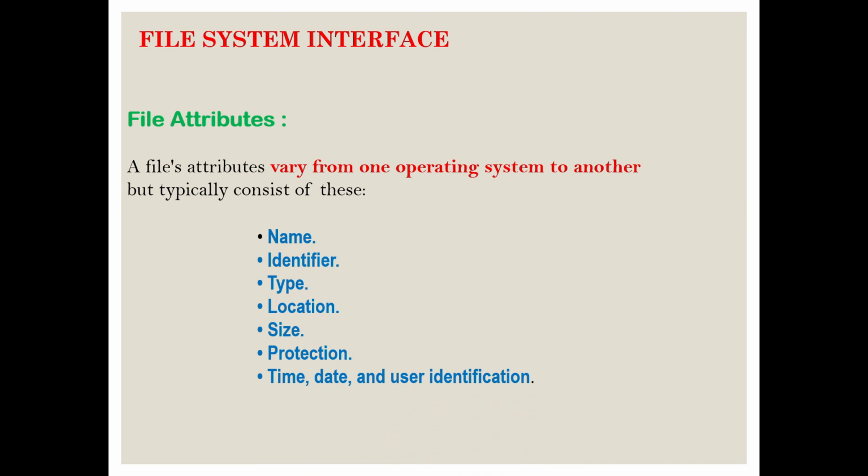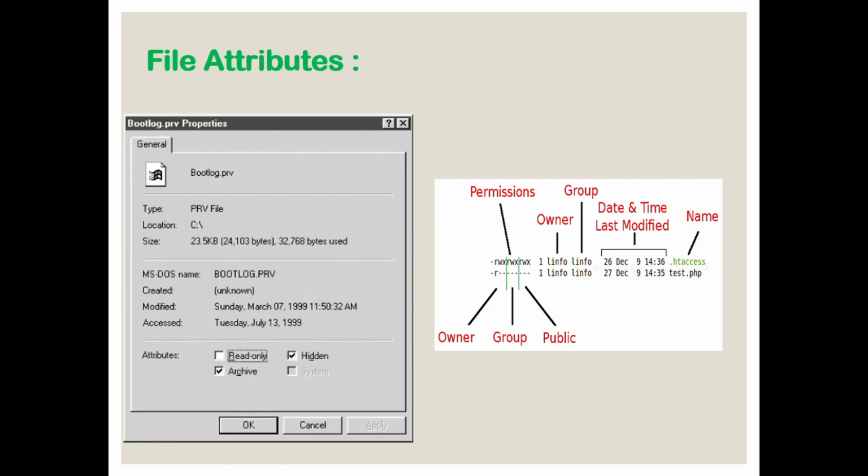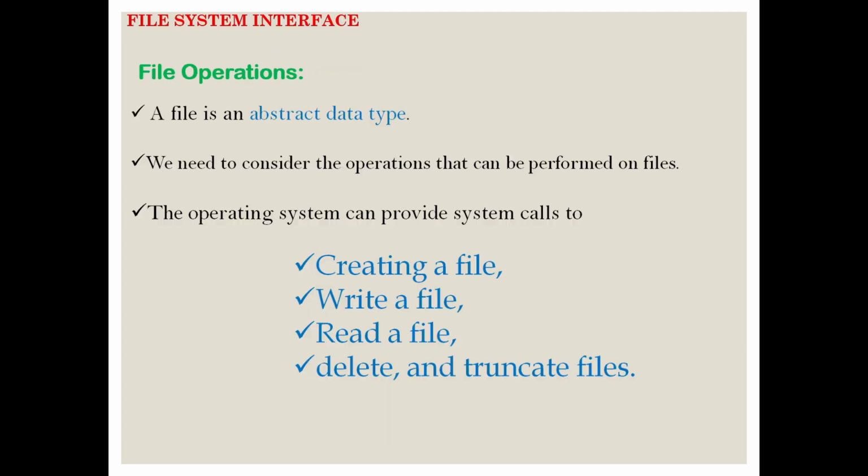So the file system interface has file attributes like name, identifier, type, location, size, protection, time, date, and user identification, and how storage has been allocated for the file to store the data. All these attributes are shown in the file folder when right-clicking to properties. So this is an example interface for the file attributes: the name of the file, permission, owner, date, and time are mentioned clearly in the image.